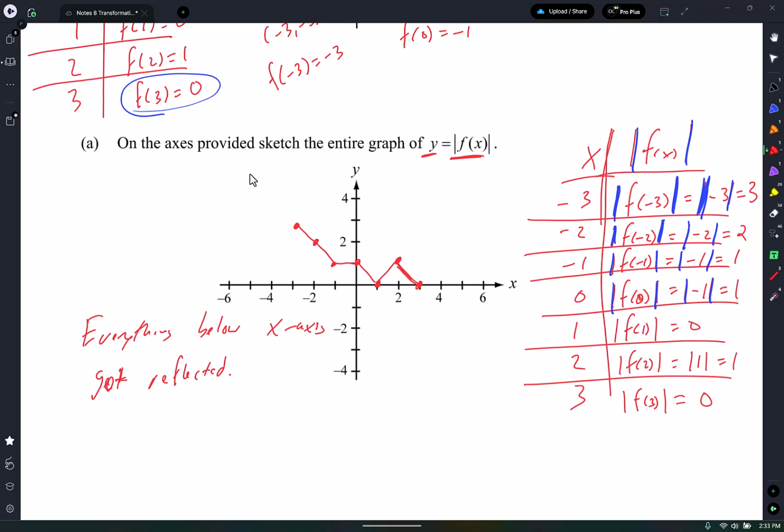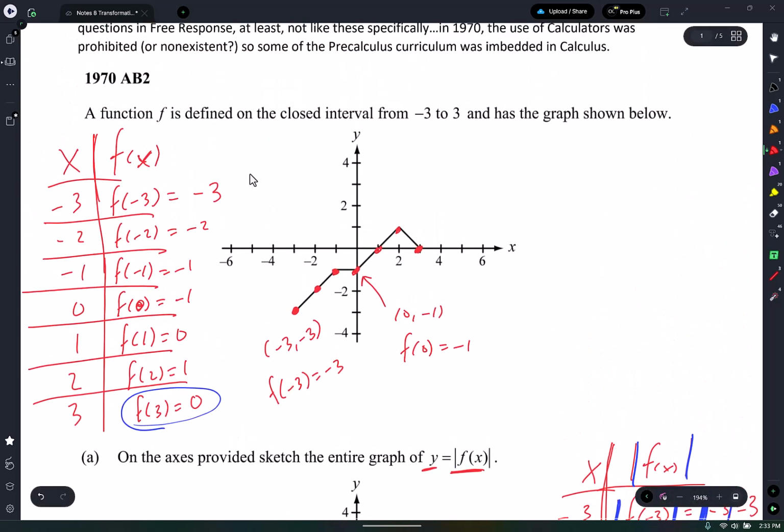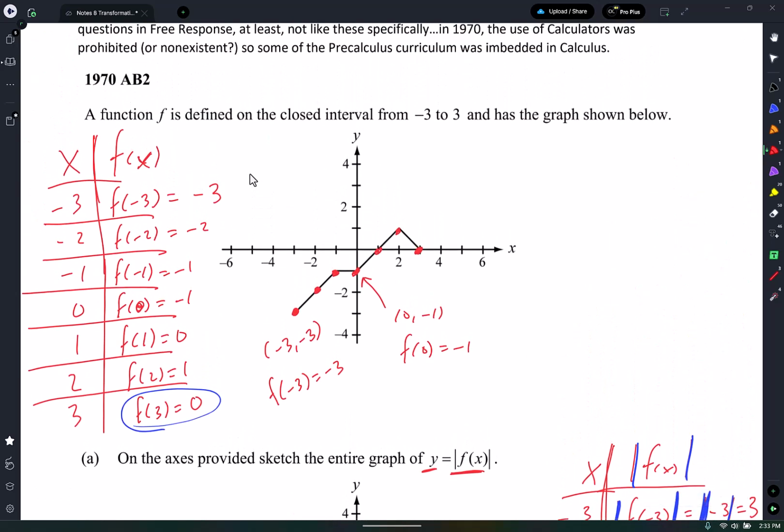You just put in a 1. F of 1 was 0. That's the value of 0, just 0. F of 1, f of 2. And it's the absolute value of 0. So that's the value of 0, just 0. That's the value of 1. That's the value of negative 3. That's the value of negative 2 is 2. That's the value of negative 1.